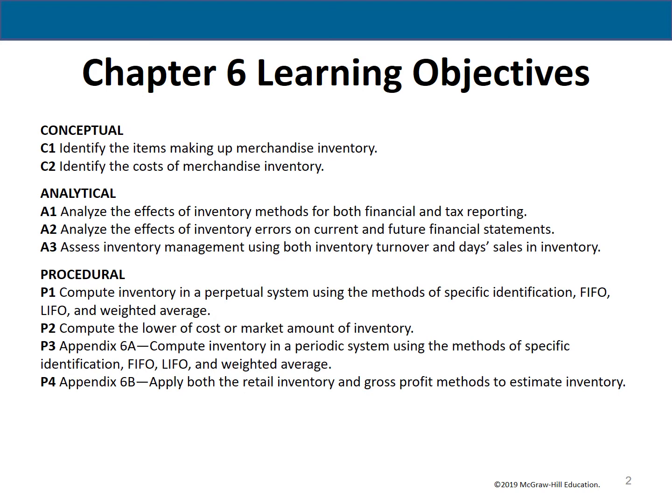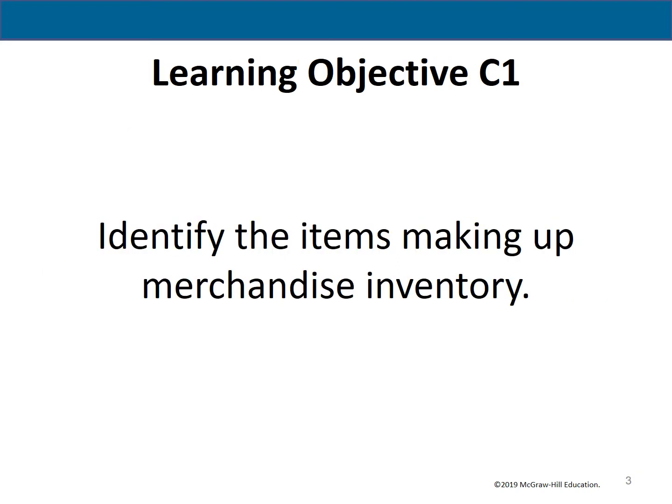Procedural, we're going to look at computing inventory using specific identification, FIFO, LIFO, and weighted average costs. So we'll be talking about what the heck those things are and why do we need them. And P2, the lower of cost or market amount of inventory. Okay, we're not going to do P3 or P4, those are appendix. So let's get started. Let's take a look at what makes up merchandise inventory.